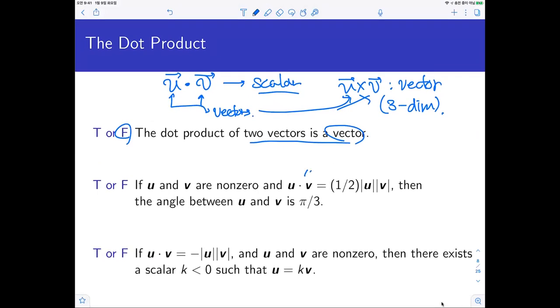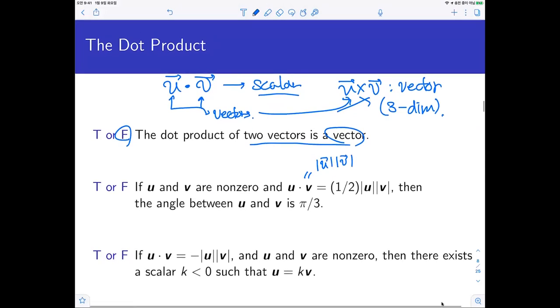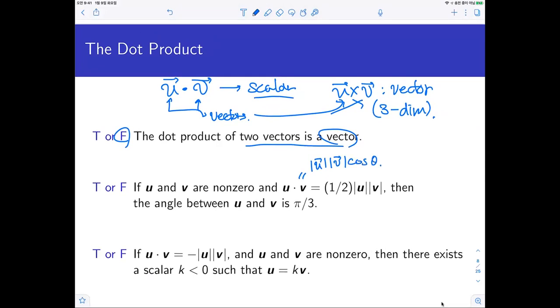Okay, we use the property of the dot product. u dot v is the length of u times the length of v times cosine theta. Here, theta is the angle between the two vectors. Since u and v are non-zero vectors, the lengths of u and v are non-zero. So we can cancel these two terms here. Then we get cosine theta equals 1 over 2. So we get theta equals pi over 3. So this is true.